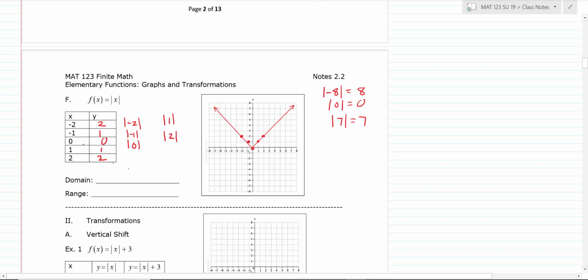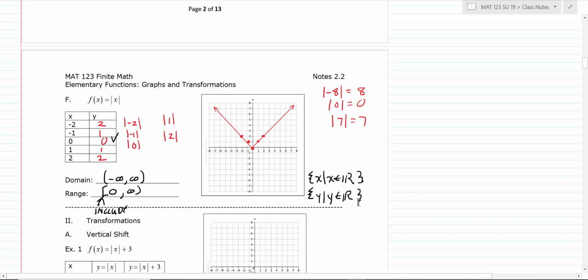Well, the domain is all real numbers. You can take the absolute value of any number you want to, and you could write it in either of these two ways. The range is the lowest value of y is 0. So that's your lowest value. Then it's going to get bigger forever. So you would say 0 infinity. Again, that includes the 0. And then you would say set of y, y is a real number.